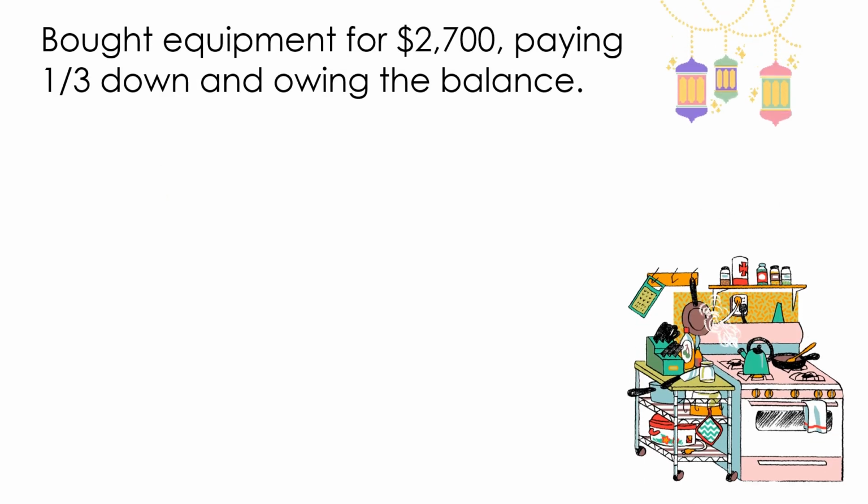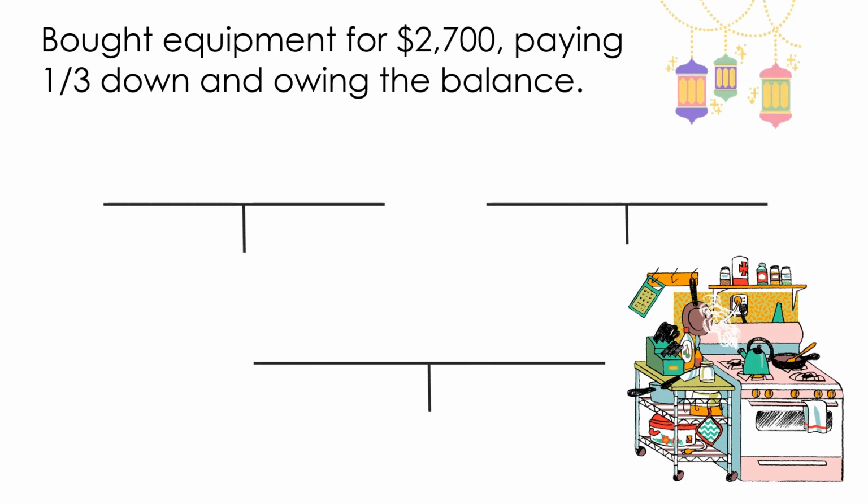Now let's consider another situation. Imagine you're preparing your restaurant for Ramadan, expecting a rush of customers at iftar. To keep up with demand, you decide to upgrade your kitchen by purchasing new equipment for $2,700. Since you don't want to use all your cash at once, you pay 1/3 upfront and agree to pay the rest later. So how does this transaction affect your accounts?